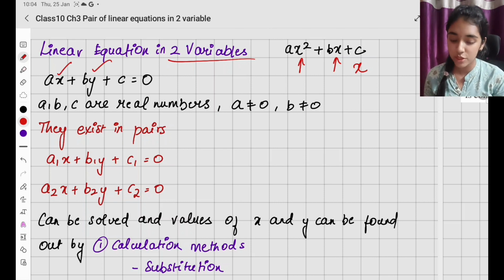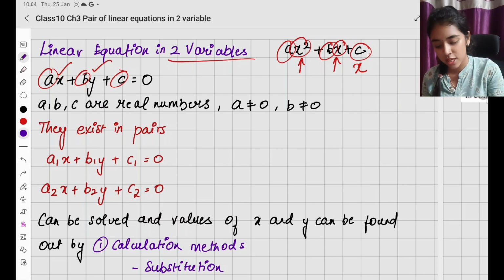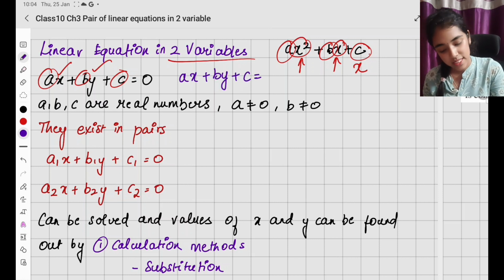Okay, and how is your equation going to look like? You have a, b and c. So here x square, x, constant. You have x, y and constant. So this is the equation. So what is your equation? It is going to be ax plus by plus c equals 0.